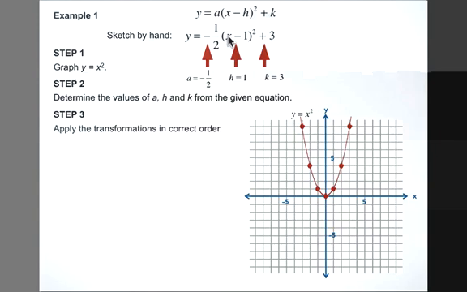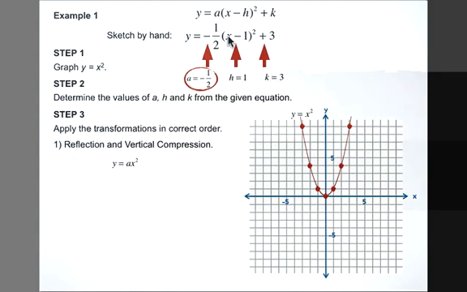Step 3. We're going to apply the transformations in the correct order. The first are reflection and vertical compression: y equals a times x squared. So we're going to do that to each one of these points. Our first point, we're going to multiply our y, which is 1, times negative 1/2. So negative 1/2 times 1 is negative 1/2. So this point gets moved over here. And so does this one.